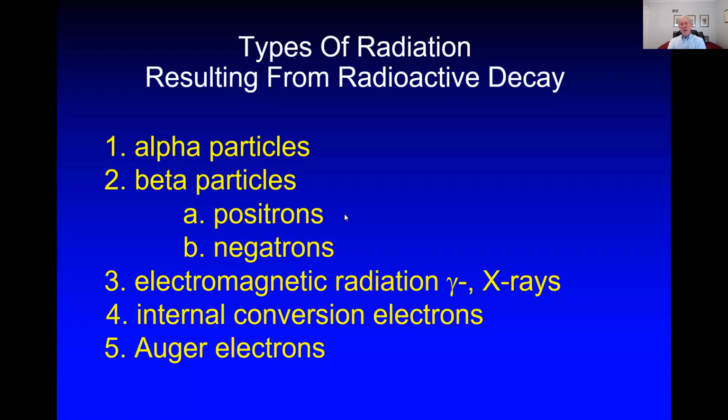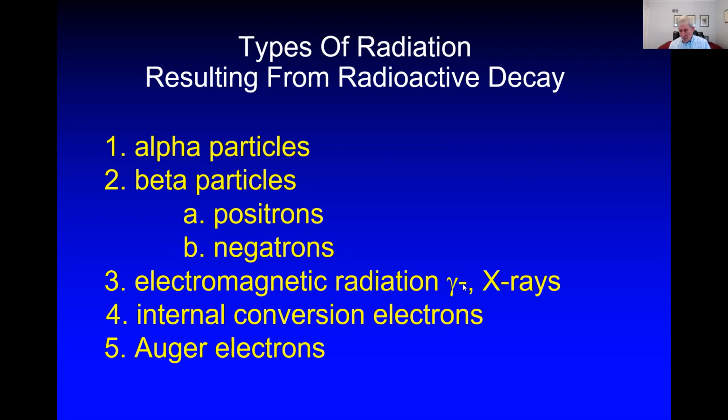Now, if we take a look at all the radiations resulting from radioactive decay, every one we could think of, believe it or not, they fit on one slide. Look what we have. Alpha particles, helium nuclei. We have beta particles, which could be plus or minus, positrons or negatrons. We have electromagnetic radiation like X-rays coming from outer orbitals and gamma rays coming only from the nucleus.